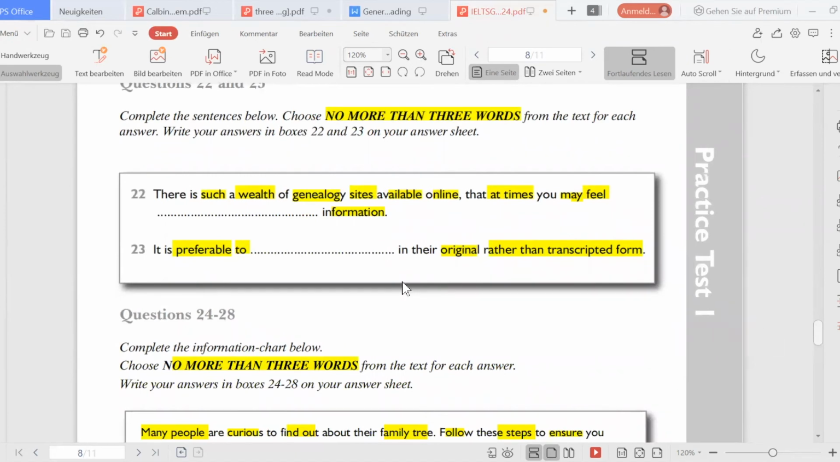It is preferable to in the original rather than transcripted form. Okay, again, highlight first the word that comes directly after the keyword, after the blank space, as the most important. You can also highlight the word that comes directly after that, but focus on the one before it. And then here the word "preferable" sticks out. You've got "original," you've got "rather than transcripted form." These are all keywords because it's a comparison, original and then transcripted. So we go to the text and then we try to figure out where the answer could be.